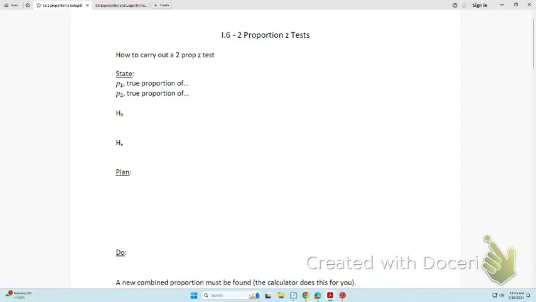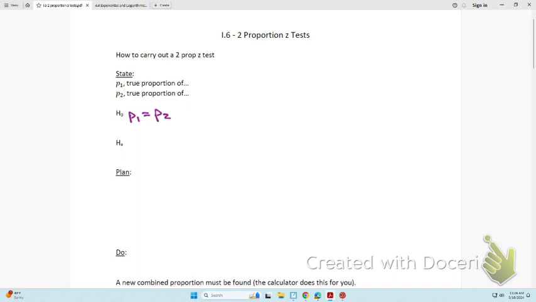In stats, we started 2 proportion z-tests. So very, very similar to 1 prop z-test. Now we're just taking 2 samples. So you start out the same way, except you're pretty much just doing twice the amount of writing. So you define group 1, true proportion of whatever that group is, and group 2, true proportion of whatever that group is. We're going to assume that both proportions are equal and that there is no difference.